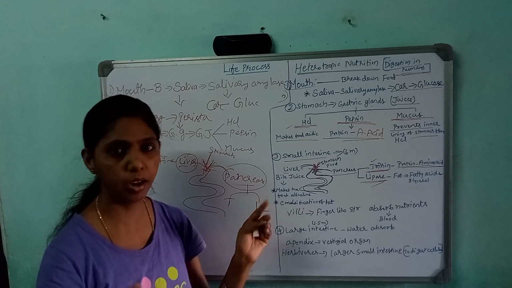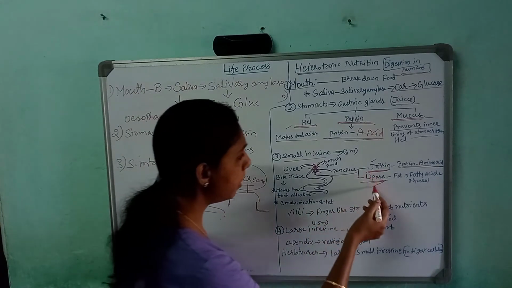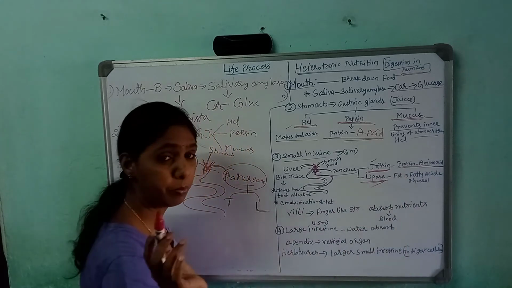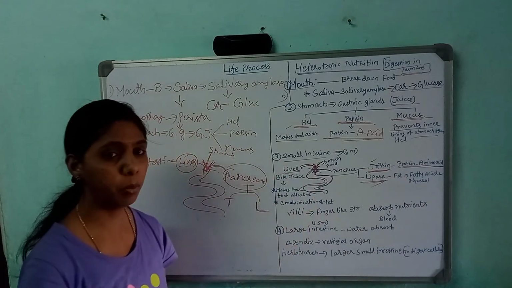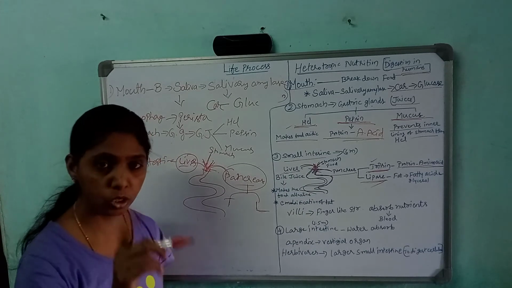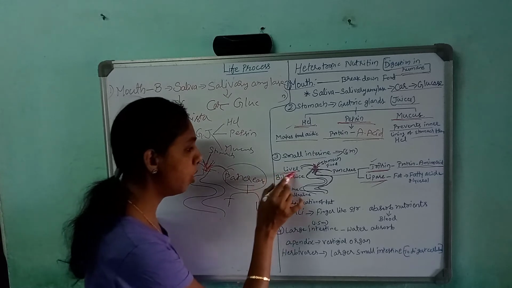If possible, in the end I will give the flow chart, okay. So here, trypsin and lipase function you come to know now. So now liver. So liver produces what? Bile juice. So what are the functions of the bile juice? They may ask the function of the bile juice. So liver produces what? Bile juice.